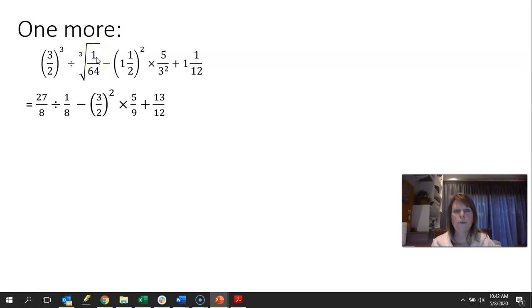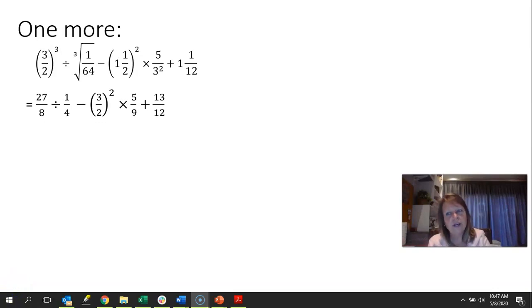Now, 1 cubed is 1. So 1 to the cube root is 1. And 64 to the cube root is 8, because 8 times 8 times 8, that's also wrong. Again, I'll change that for us. Okay, so if we cube root 1 over 64, we're going to get 1 over 4, because 4 times 4 is 16, and 16 times 4 is 64.